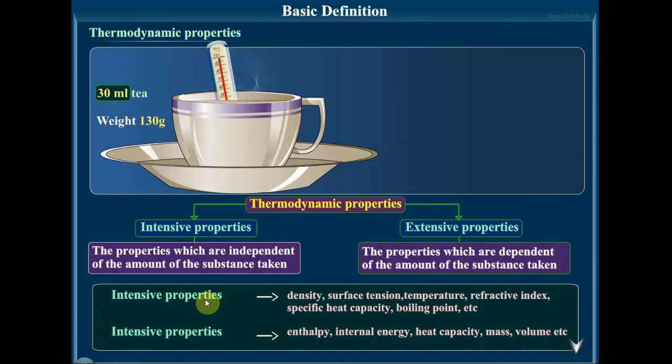There's a mistake here, children. The second one is extensive property. Extensive properties depend upon the quantity or size of the matter. Examples are enthalpy, internal energy, heat capacity, mass, volume, etc. Because mass and volume depend upon the amount of matter. When the amount of matter is greater, the mass will be greater, and the volume also will be greater. Similarly, the internal energy also depends upon the amount of matter in it. So all these are extensive properties.